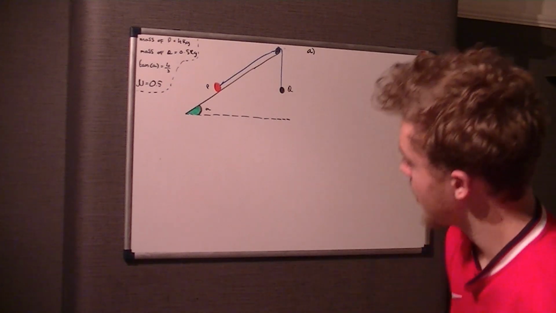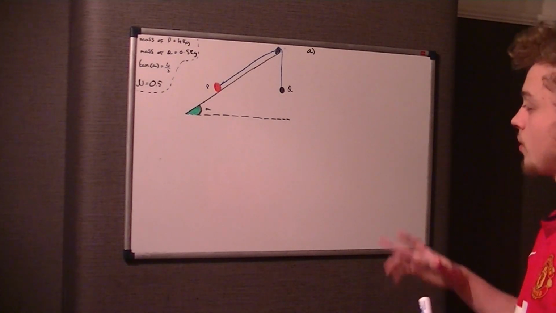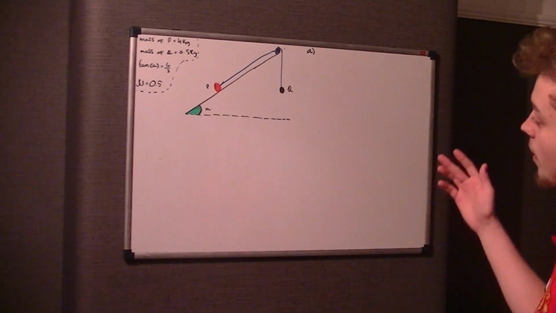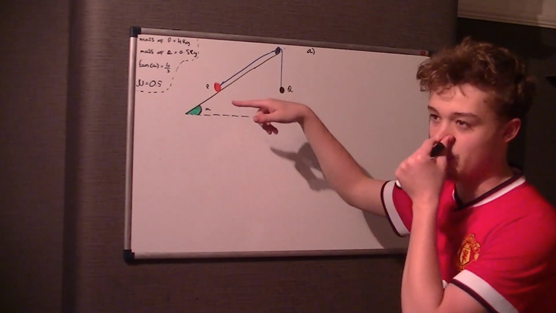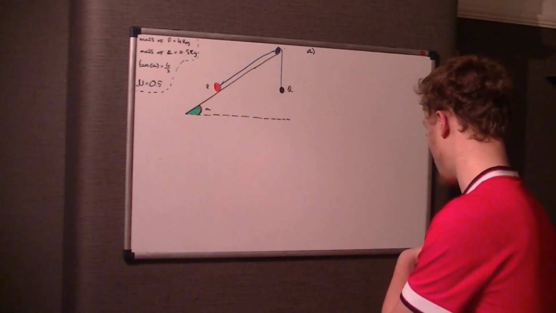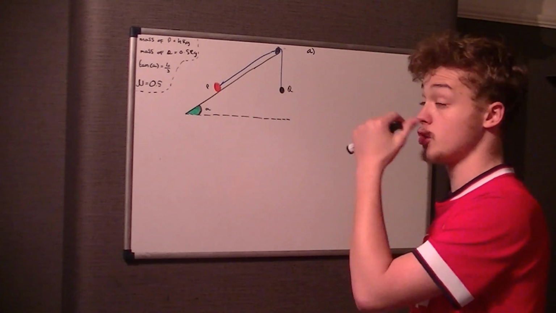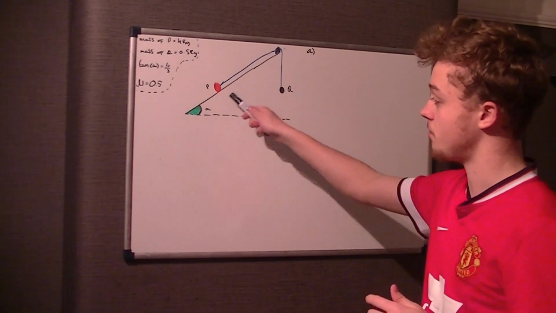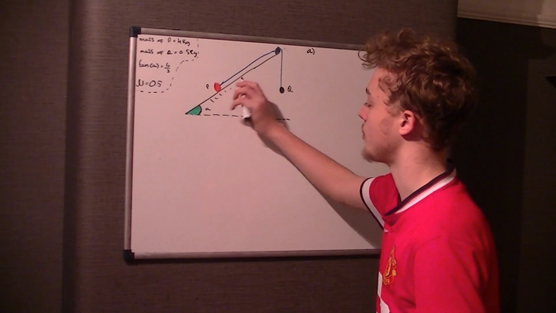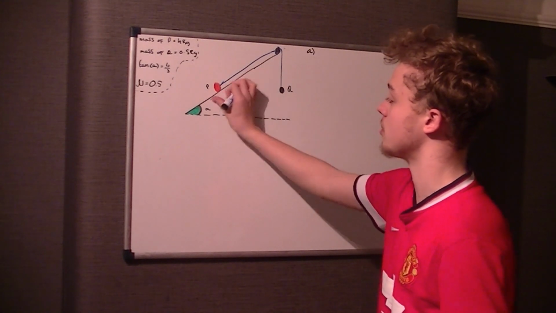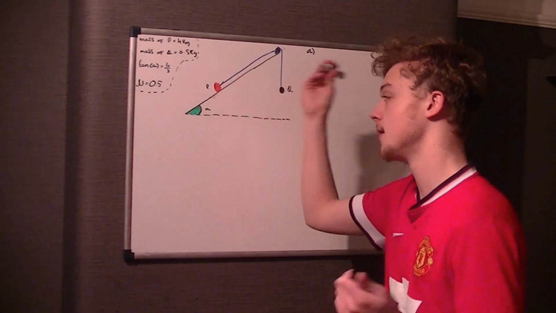Okay, so the first question, part A. We're given this scenario where we've got an inclined plane and these two particles. I think they call them objects, but whatever, it doesn't matter. Just two weights. We're told the mass of P on the slope. Obviously, this slope has got a coefficient of friction, so it's a bit rough. It's not as smooth as I've drawn it, but anyway.